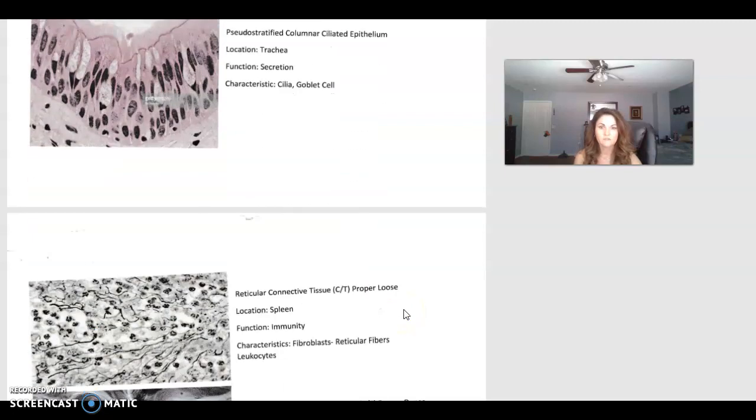We're going to move next to the pseudostratified columnar ciliated epithelium, and the location of this is the trachea. The function is for secretion, and we have cilia and goblet cells. Cilia move rhythmically to remove dirt or debris from the area. Here we also have the goblet cells in between the epithelium. The columnar cells here are very elongated, as you can see.